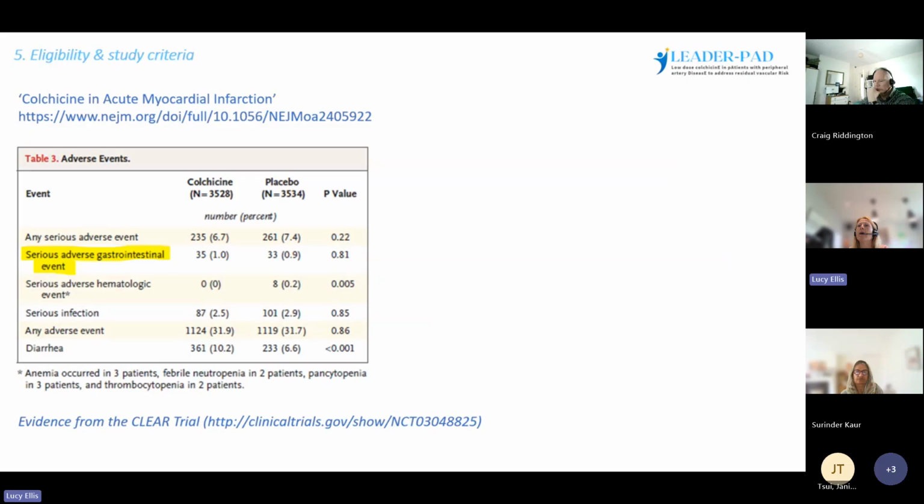Oh, sorry. Just to note, we're taking a pragmatic approach to GI side effects. It's based on evidence that severe side effects are quite rare. So mild GI side effects are to be expected, and they usually subside within a few days of the participant starting colchicine. So we do ask sites to make participants aware of this before they start the active run-in period.